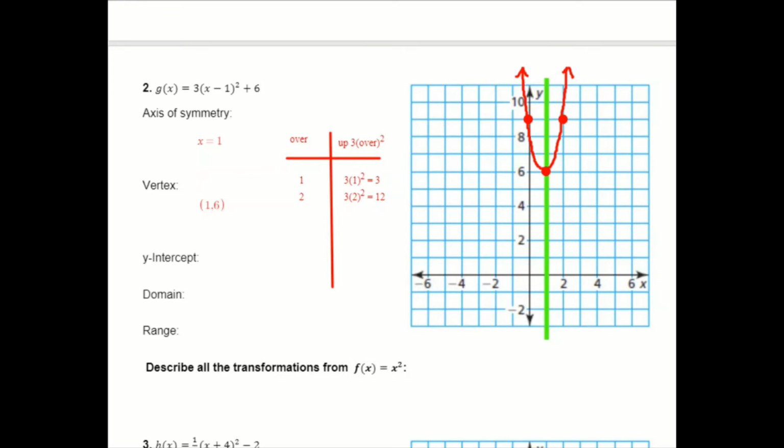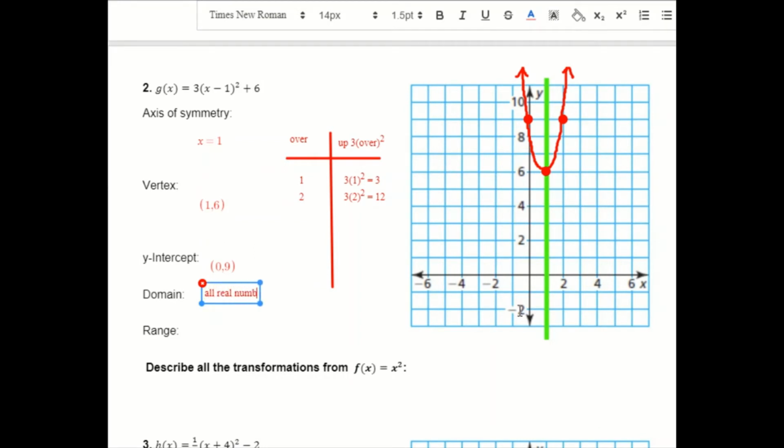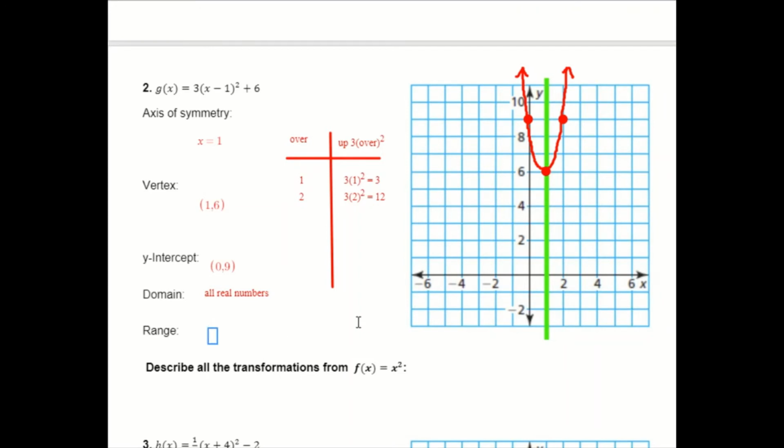And now we can answer the rest of the questions, like the y-intercept, which is (0, 9). We can identify that from the graph right up here. The domain is, once again, all real numbers. In fact, you could just fill that in for all these problems. That's not going to be any different for any of these quadratics. And then the range is going to be all the y values that are at or above 6, right? This is the lowest, the minimum value is 6, so all the y values are above it.